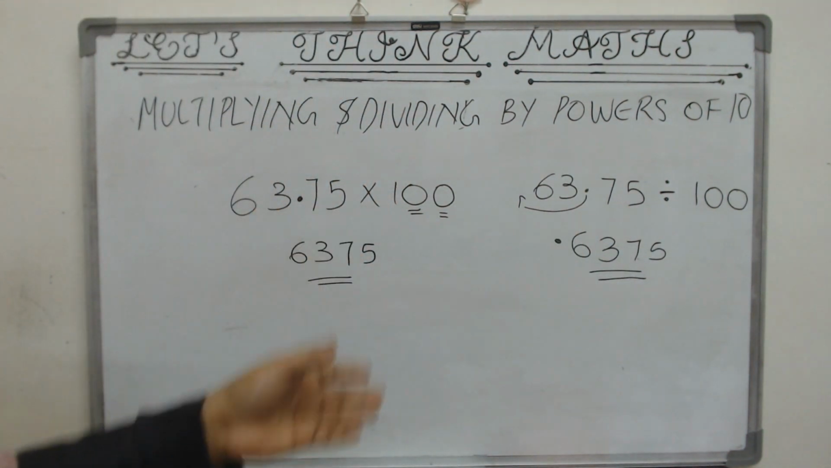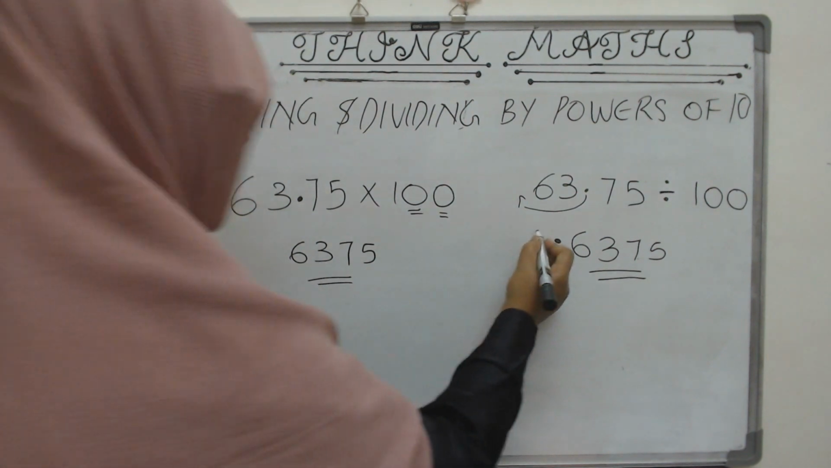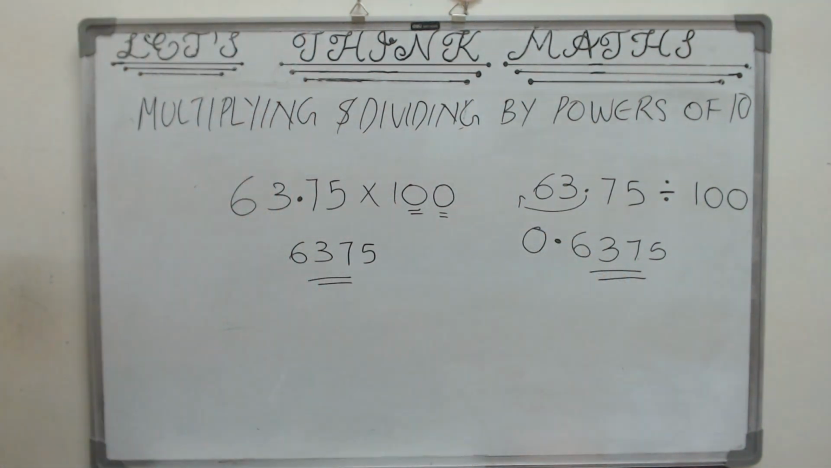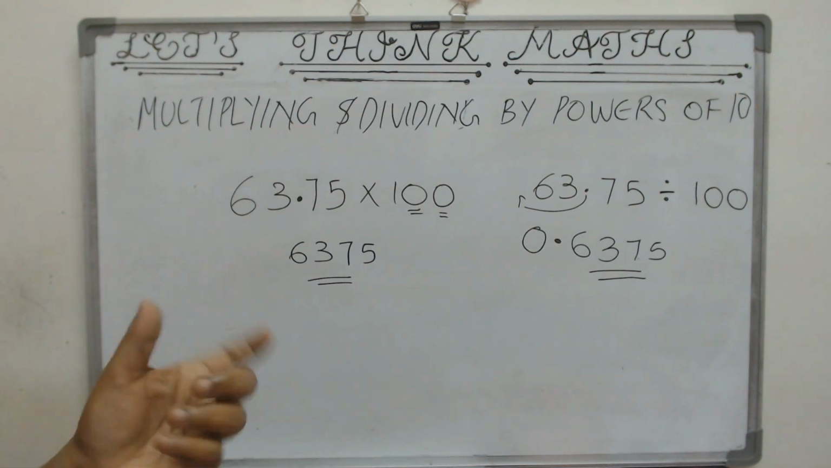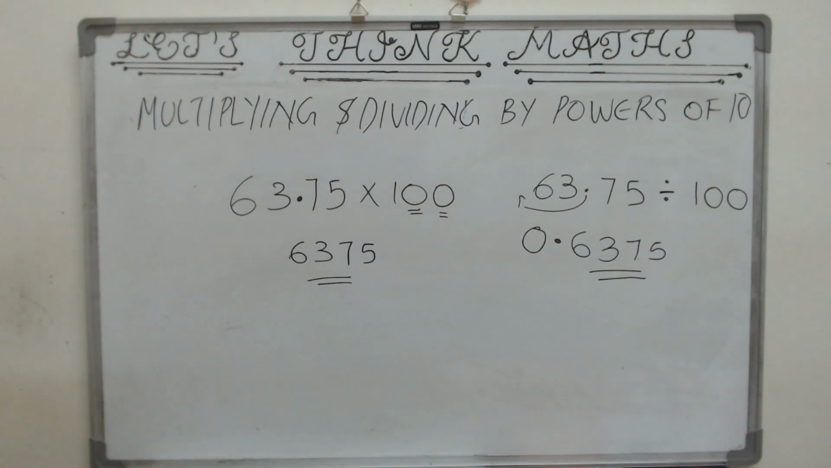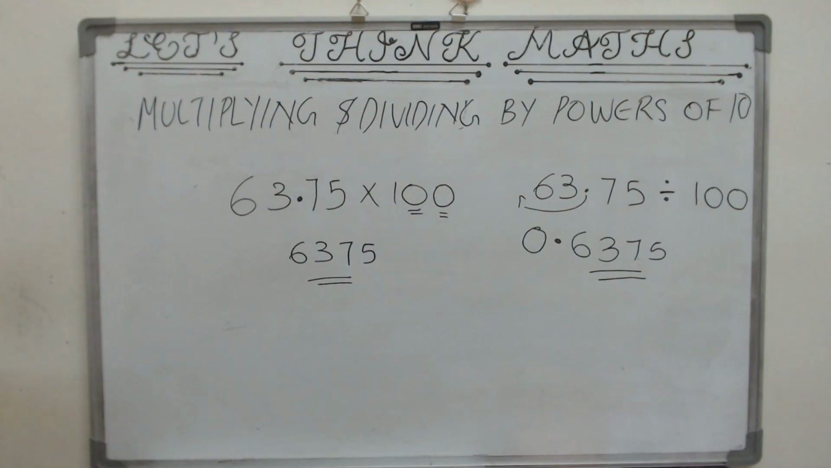So you see what happened when you are dividing with 100. You have started with 63, but you have ended with what? You have ended with 0.6375. So you started with a number between 63 and 64. You ended with a number between 0 and 1. So you see what is happening here? Is this magic? Are we doing some trick here? No, it is exactly the same multiplication technique that you just now learned.